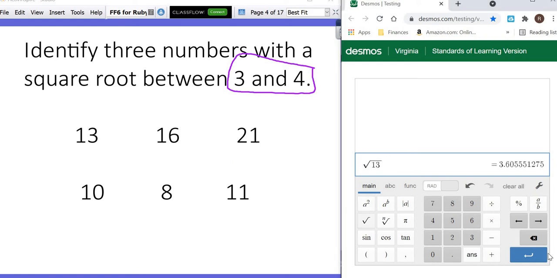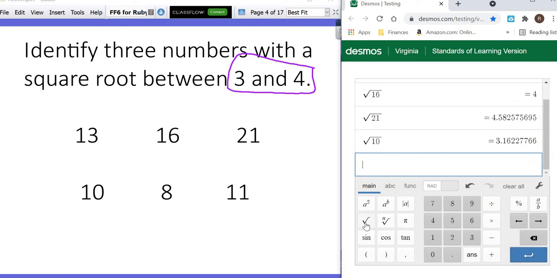So the square root of 13. Then we're going to do the square root of 16. Then we're going to do the square root of 21. The square root of 10, the square root of 8, and finally we're going to do the square root of 11, and then we're going to go up to the top.